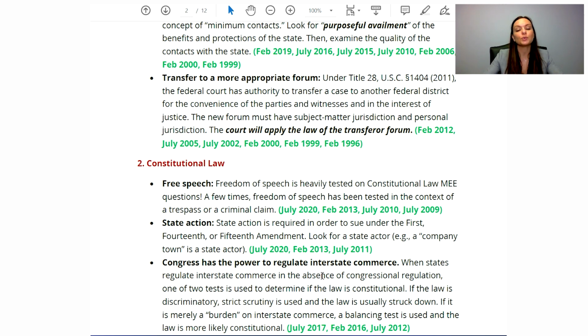So make sure as you're reviewing these areas of law, specifically transfer to a more appropriate forum, you're reviewing these rules carefully. The law here tells us that when we transfer to a more appropriate forum, the new forum's law is going to apply to that case at hand.